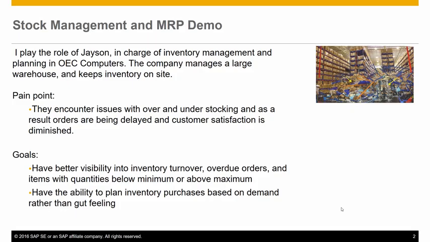I play the role of Jayson Butler, in charge of inventory management and planning at OEC Computers. The company manages a large warehouse and keeps inventory on site. The main issues today are around over and understocking of inventory items, and as a result, orders are being delayed and customer satisfaction is diminished.